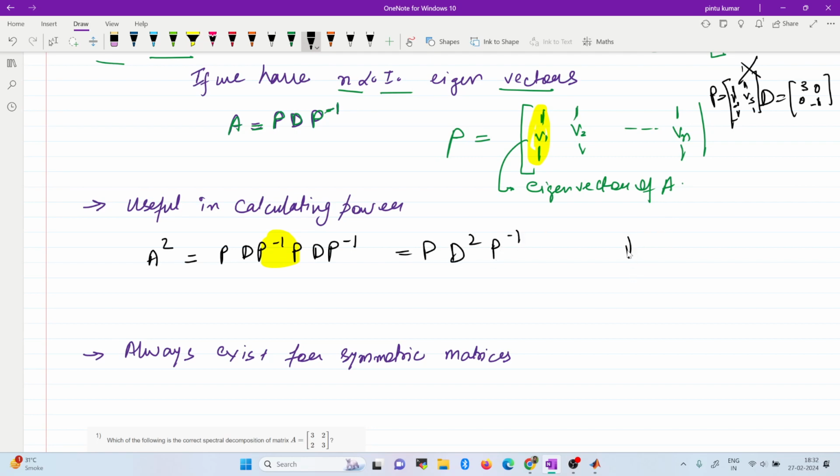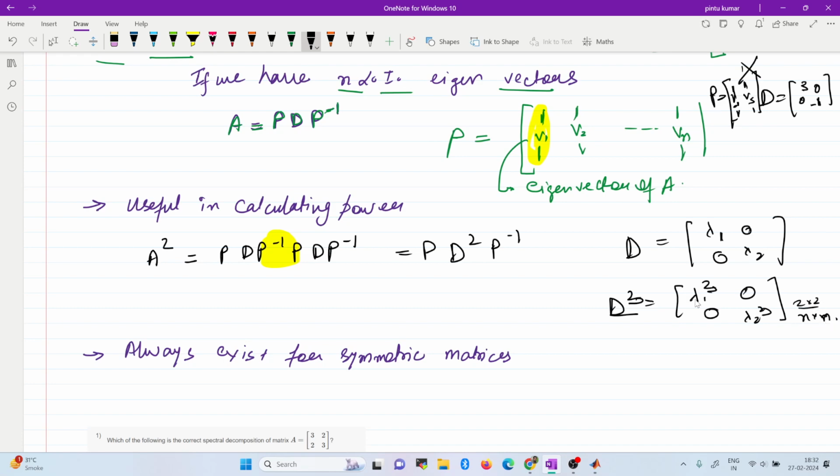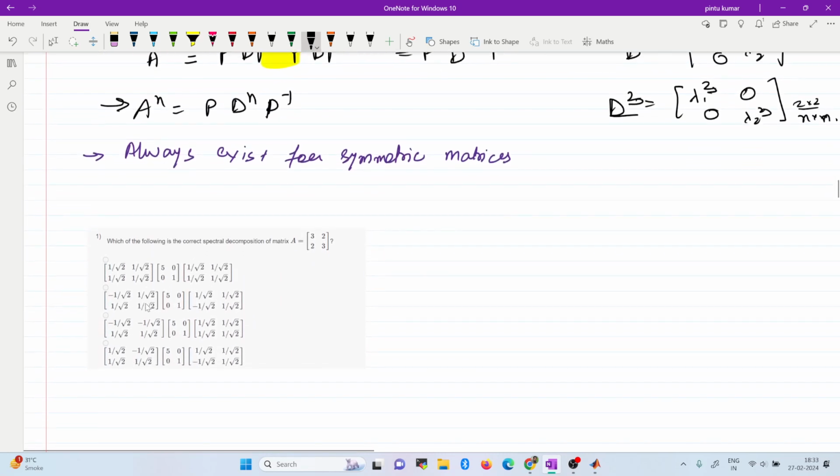Now if you have a diagonal matrix, let's say your D is lambda 1, lambda 2, 0, 0, then D square is nothing but lambda 1 square, 0, 0, lambda 2 square. So you just square your diagonal entries and you get D square. Similarly for D cube, and this is true for any n cross n; I have just given you an example of 2 cross 2. So if you want to find A to the power n, it is P D to the power n P inverse. Once you have calculated the P and D matrices, you can use this to find any arbitrary power of your matrix A.